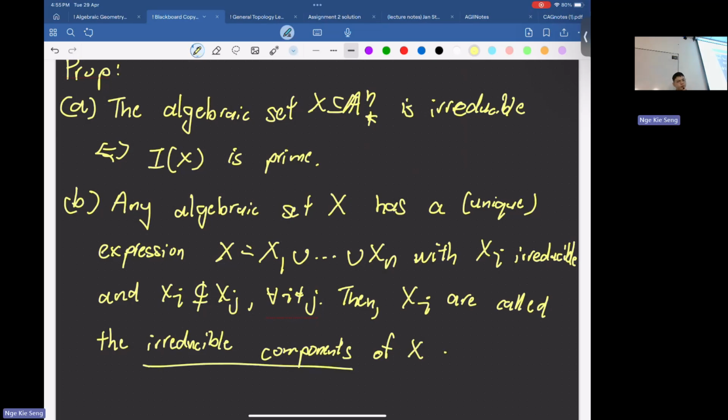Okay, so later we'll present a proof for B, and the proof of B is a kind of standard proof to show that you have a unique decomposition. A standard way to show it. Okay, so let's take a break until 5:05.